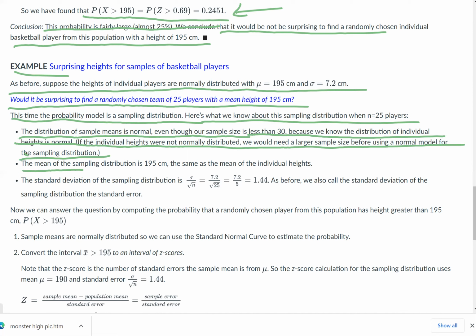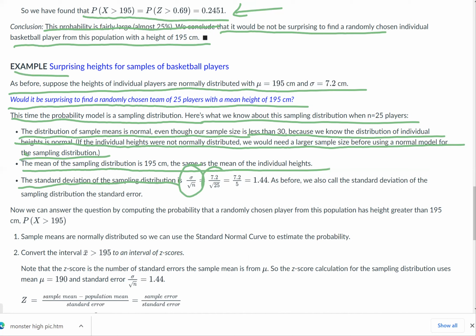Secondly, the mean of the sampling distribution is 195 centimeters, the same as the mean of the individual heights. I think we said that. The mean of the sampling distributions of these quantitative variables should be the same as the mean of the total population. The standard deviation is different though. The standard deviation of a sampling distribution is, as we talked about, sigma over the square root of n. So the standard deviation divided by the square root of the sample size.